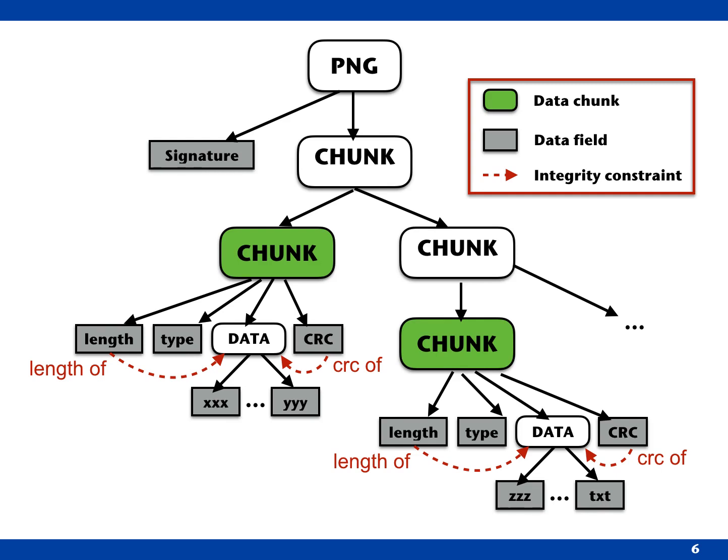In this slide, I show a tree-based representation of the PNG image file. We can see that a PNG image can be represented as a tree in which nodes are data chunks, and each data chunk contains several data fields, and there are internal constraints between the fields. The low-level mutation operators could quickly invalidate the constraints and make a valid file become invalid. Moreover, it is very unlikely that these mutators would produce valid chunks for the image.